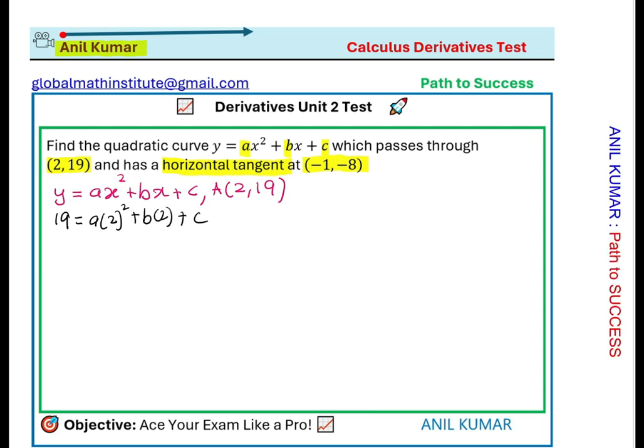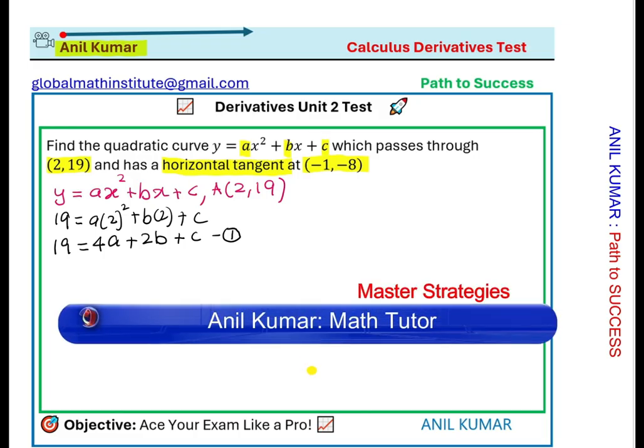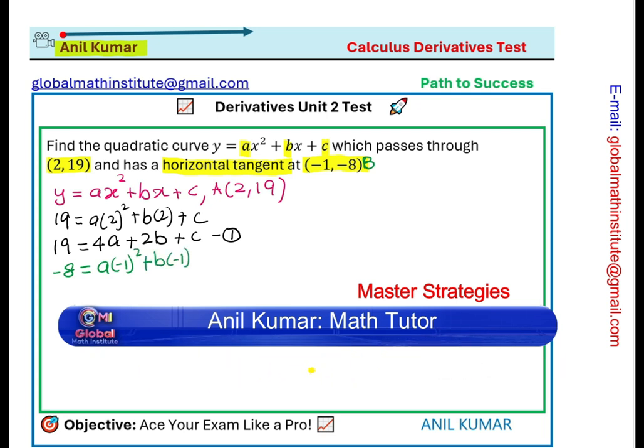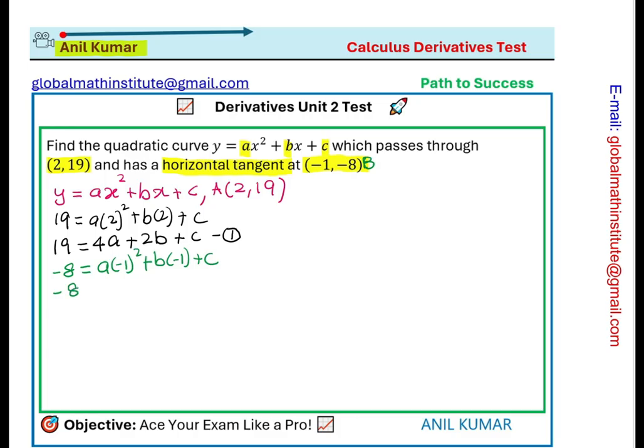And that gives you the first equation, which is 19 equals 4a plus 2b plus c. Now for the second equation, I am going to substitute the point, which is (-1, -8). So I'll call this point B, right? So -8 is the y value and -1 is the x value. Correct. So it gives you -8 equals a minus b plus c. So that becomes our second equation.